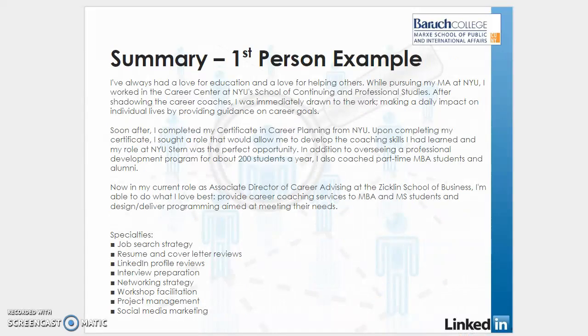This is a first-person example of a summary which uses both personal narrative and then bullet points to highlight specialties. This kind of summary is nice because it gives you insight into what motivates the person, and it helps the reader to understand their career trajectory. But again, you have flexibility in terms of how you choose to format the summary.